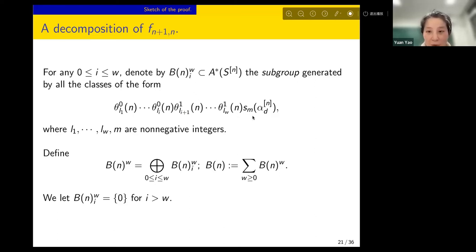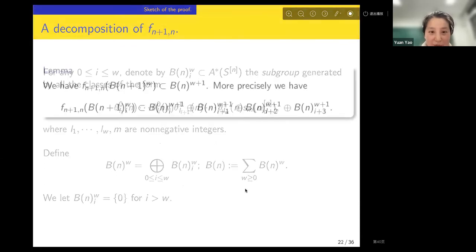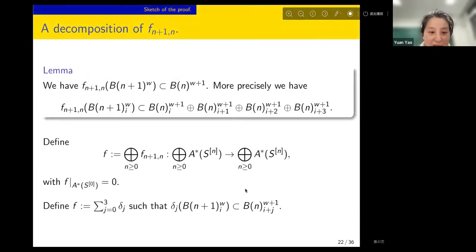Why do I use this subgroup? Since once you apply f n plus 1 n repeatedly, you get a lot of those zetas before the Chern classes, but still you have only one Chern class here, and you have a lot of zetas before it. Okay, then I have these notations. Yeah, it's complicated, right?